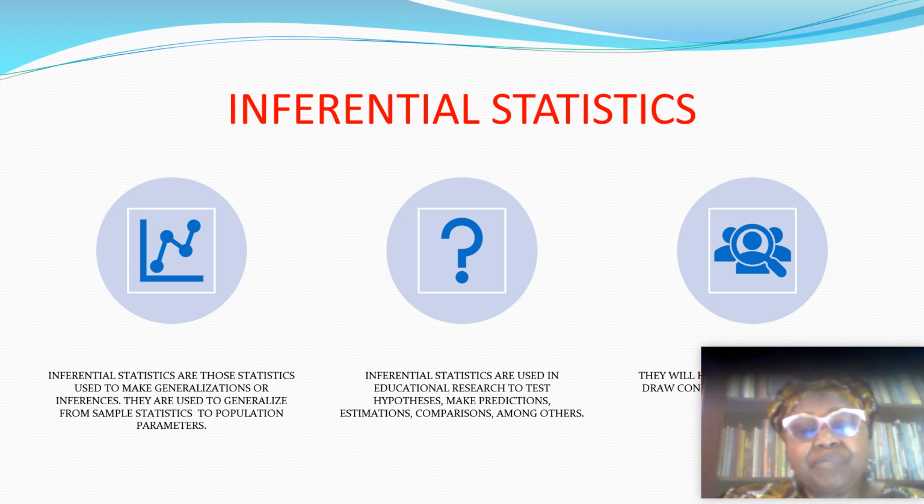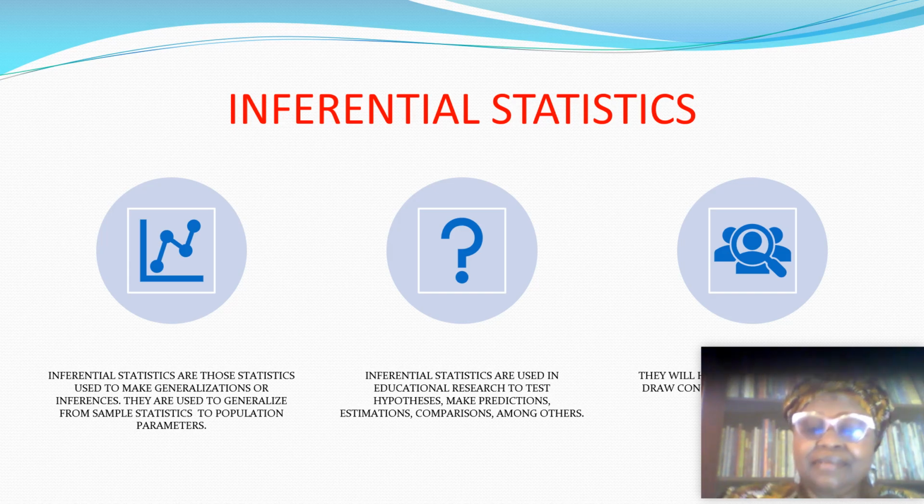Inferential statistics. Inferential statistics are those statistics used to make generalizations or inferences. They are used to generalize from sample statistics to population parameters. Inferential statistics are used in educational research to test hypotheses, make predictions, estimations, comparisons, among others. We use them to move from sample statistics to population parameters and draw a conclusion.